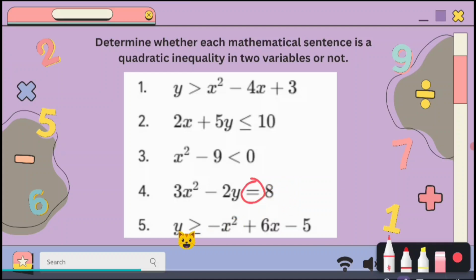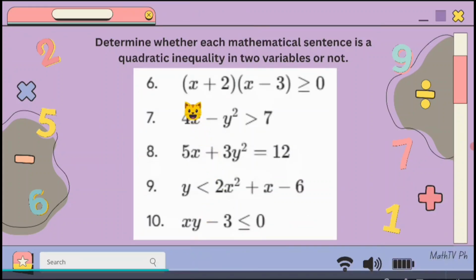Number 5, y is greater than or equal to negative x squared plus 6x minus 5. So, dito, meron tayong two variables din. Ang highest degree niya is 2. That means it is a quadratic inequality kasi ang ginamit na inequality sign ay greater than or equal to.